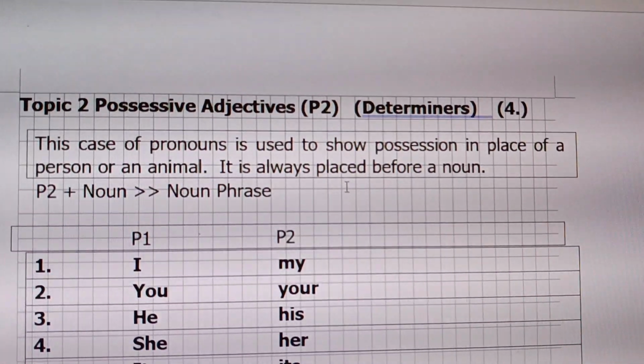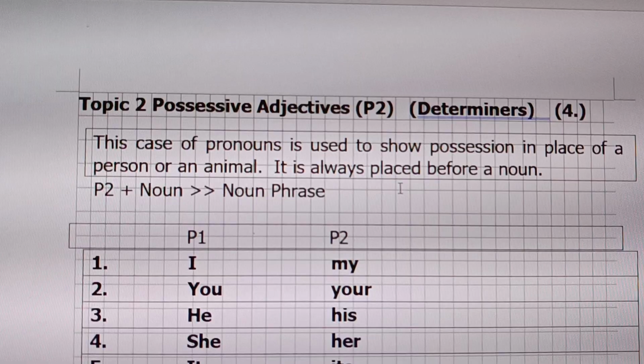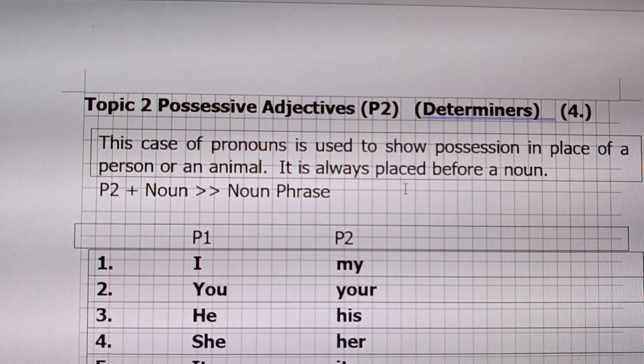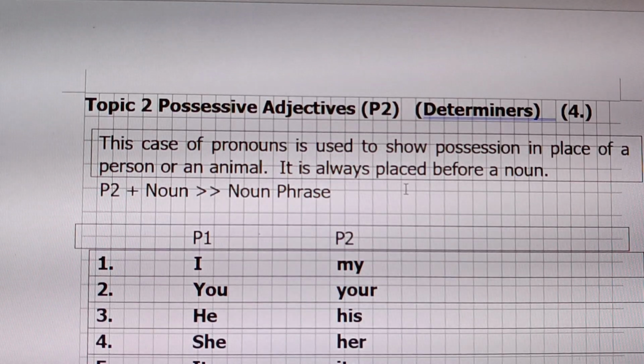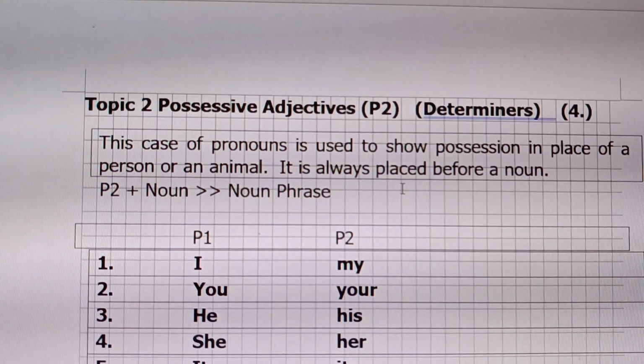Okay. Possessive adjective. This is a determiner. This is not a pronoun. A pronoun can stand alone, but this one cannot stand alone. This P2 is placed before a noun, so it forms a noun phrase. So it can be used as subject or object, because subject is always a noun and object is always a noun.